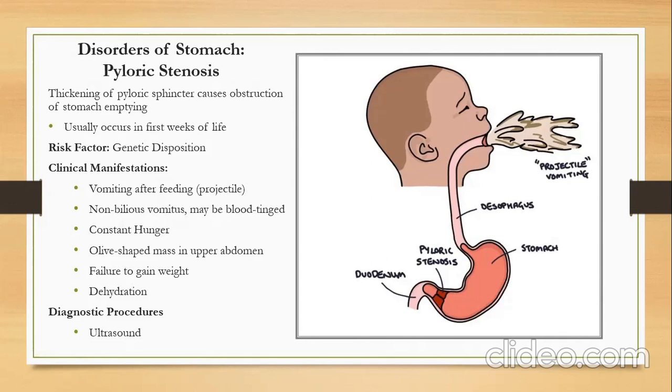They're going to be constantly hungry because they can't keep anything down. Every time they eat, they have projectile vomiting. They may possibly have an olive-shaped mass because those babies are just so small. You may even be able to see a little lump up under the xiphoid process in the upper abdomen area. They are going to have failure to gain weight, failure to thrive, dehydration. Obviously, dehydration is detrimental to an infant's health. If they're not able to drink, they are not going to survive very long.